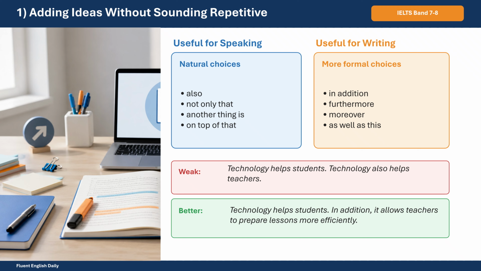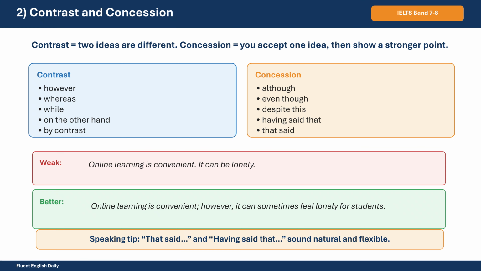The improved sentence employs a proper linking word. It overcomes repetition and develops the second idea more clearly. Remember that a linking word should not simply repeat information. It should help you add a meaningful new point. Contrast and concession are related, but they do not have exactly the same function.